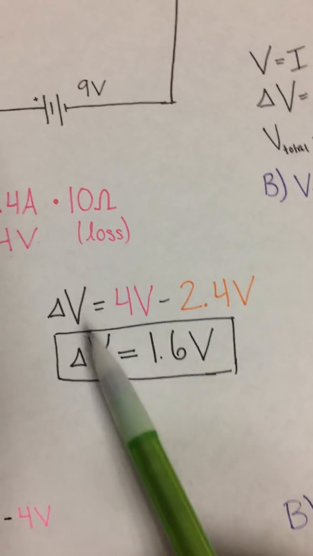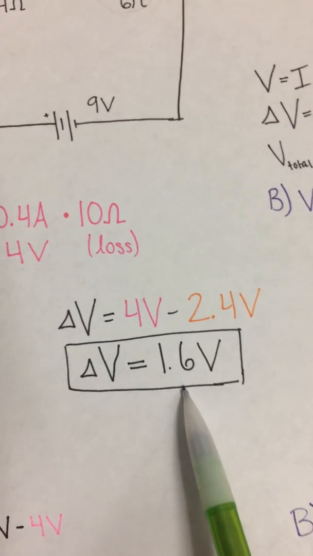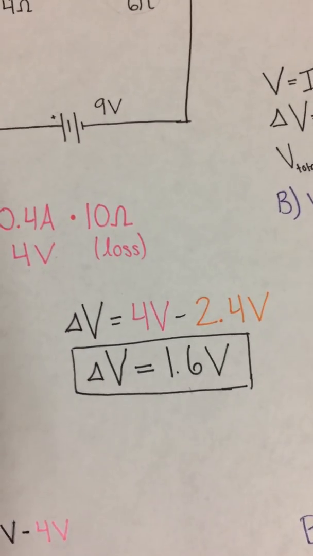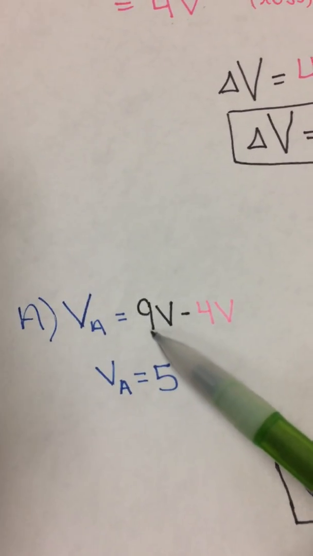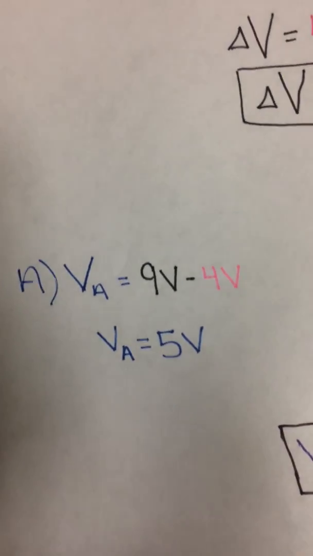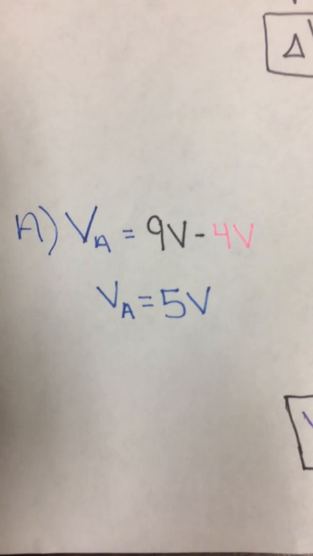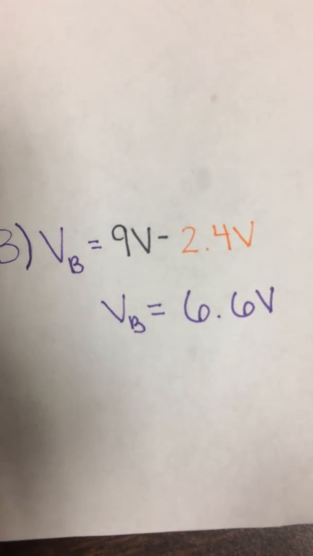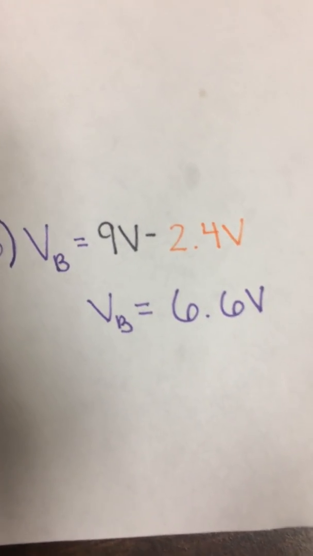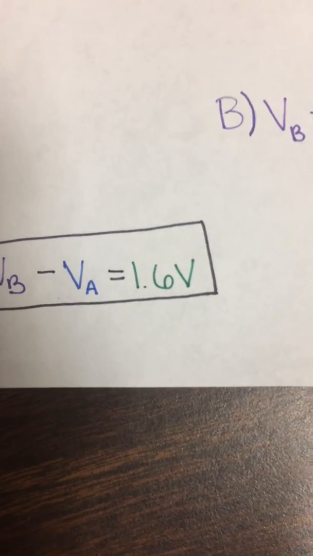Change in voltage from VA minus VB is 4 volts minus 2.4, which gives us a round total of 1.6. To solve for which voltage is higher, again, we have a 9 voltage battery that lost 4 voltages at point A to give us a total of 5 volts at point A. Point B, the 9 voltage battery has lost 2.4 volts at point B to give us 6.6 total voltage. 6.6 minus 5 volts again gives us 1.6.